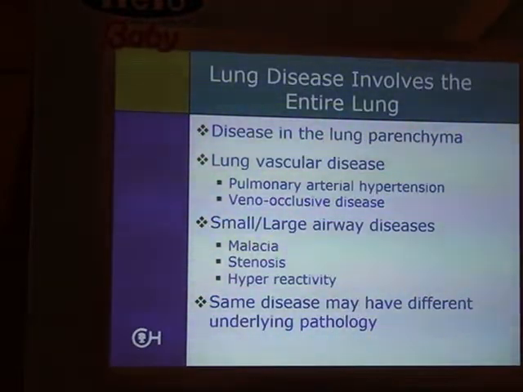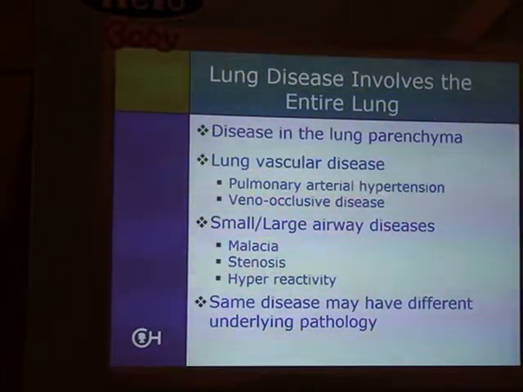So BPD really involves the entire lung. It involves the parenchyma. It has lung vascular injury, specifically with pulmonary hypertension, or some veno-occlusive diseases, where the heart really plays a big role, or the damage to the heart plays a big role in what's going on damaging the lungs. Small and large airway disease with malacia, stenosis, and hyperreactivity, although the hyperreactivity really hasn't been well studied or defined, or we don't even know if it happens in this population, but there's a theory there. And then it's the same disease, again, with very many underlying pathologies, and we really have to take a look at them.